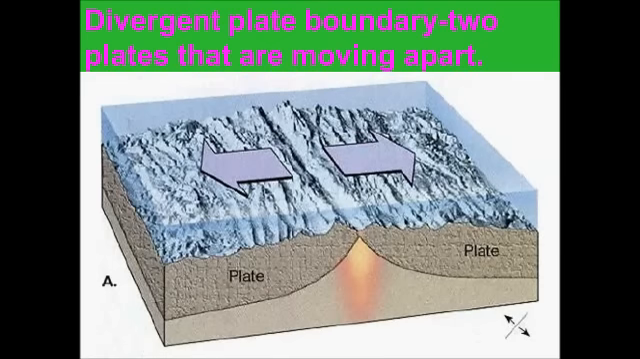We have three types of main plate boundaries. Our first one is called the divergent plate boundary. And this is where two plates are moving apart from each other. The most well-known divergent plate boundary is called the Mid-Atlantic Ridge. The Mid-Atlantic Ridge is where you have the North American plate separating from the Eurasian plate, or the African plate separating from the South American plate. The Atlantic Ocean, because of the divergent plate, is getting larger and larger over time.